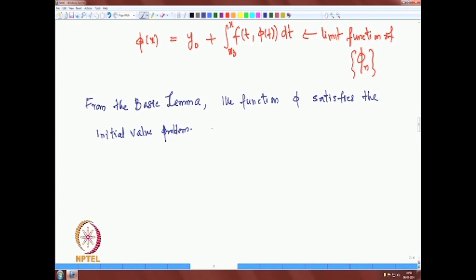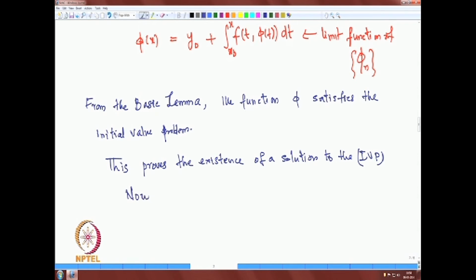So, therefore, the Picard's iterants converge uniformly to the solution of the initial value problem, and this solution is unique. The uniqueness follows from the uniqueness theorem which we proved. So, this proves the existence of a solution to the IVP.